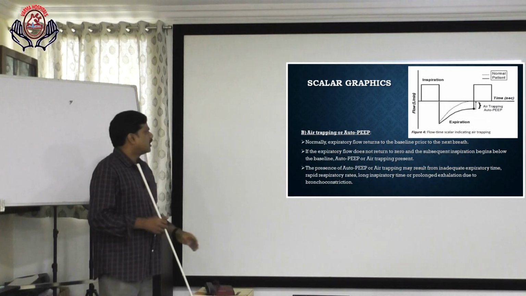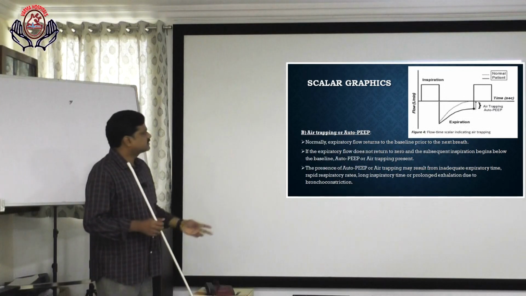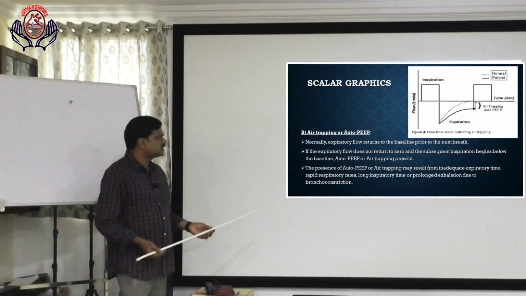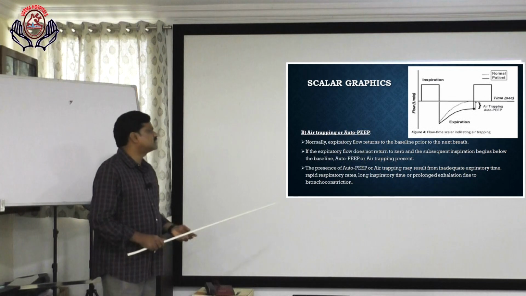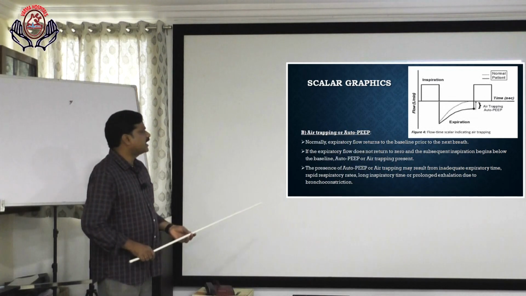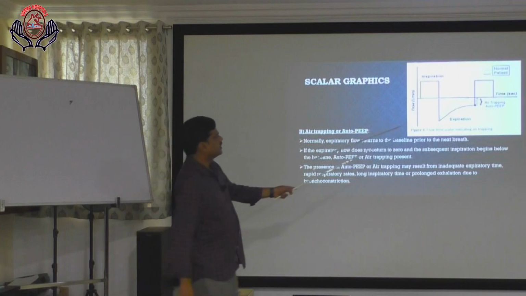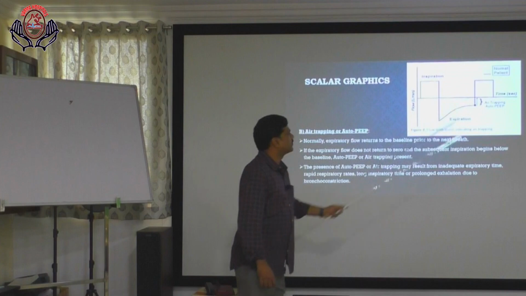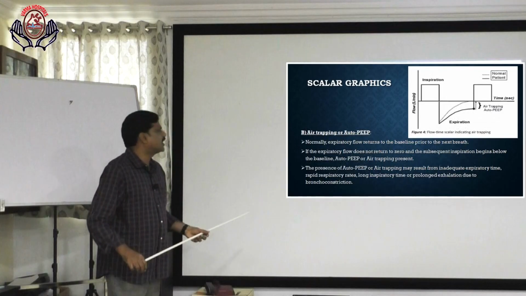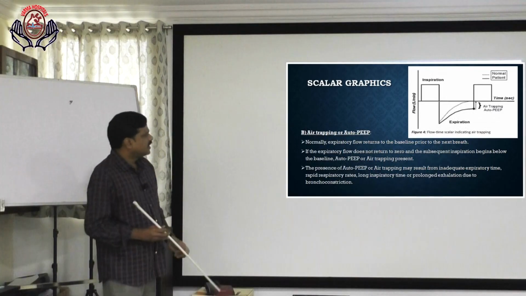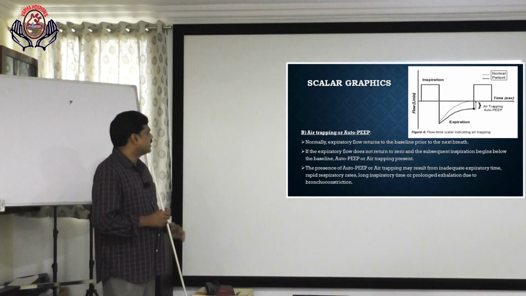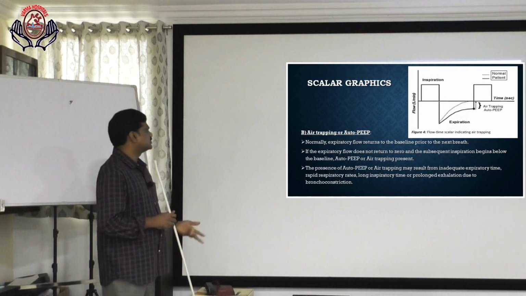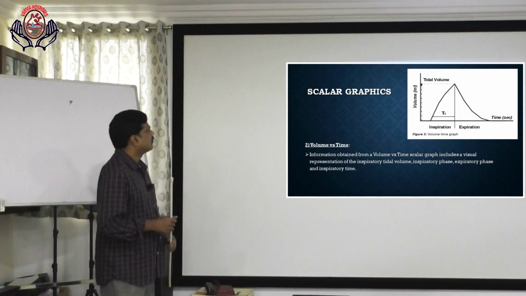Air trapping or auto PEEP. Normally, expiratory flow returns to the baseline prior to the next breath. If the expiratory flow does not return to zero and the subsequent inspiration begins below the baseline, auto PEEP or air trapping is present. The expiration process is not completed in this graph. This is air trapping, auto PEEP. The presence of auto PEEP or air trapping may result from inadequate expiratory time, rapid respiratory rates, long inspiratory time, or prolonged exhalation due to bronchoconstriction.